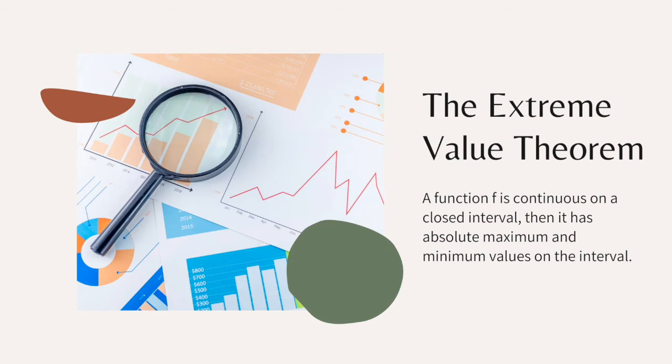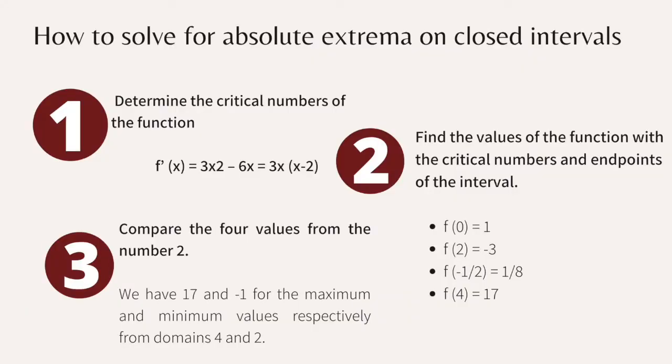To solve for absolute extrema in closed intervals, we have to first determine the critical numbers of the function. So we have f prime of x is equal to 3x times (x minus 2). Second, we have to find the values of the function at the critical numbers and endpoints of the interval.